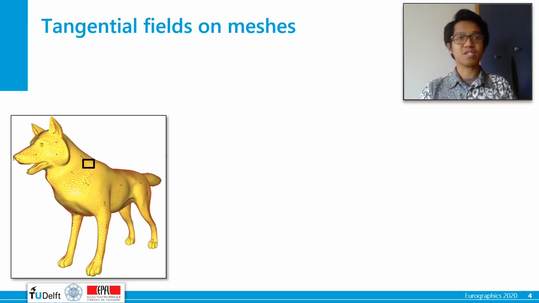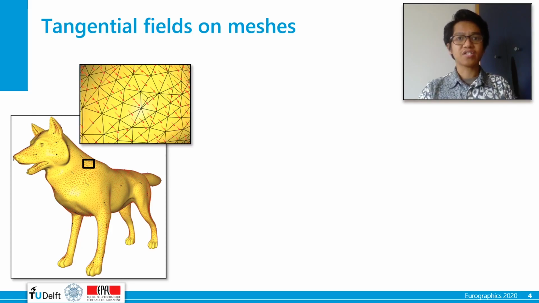Our observation is that we need many triangles to be able to accurately represent a shape. And now, since the vectors are associated to the triangles, edges or vertices of the mesh, the degrees of freedom that we have for tangential field processing depend on the number of triangles of the mesh. So it can be a million degrees of freedom. And the question is, do we need all of them?